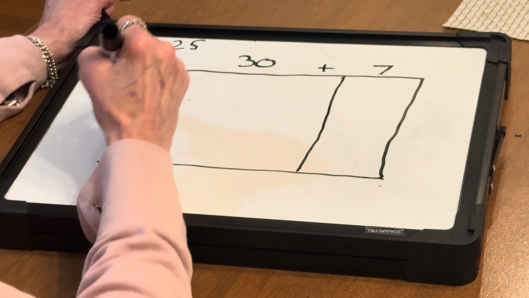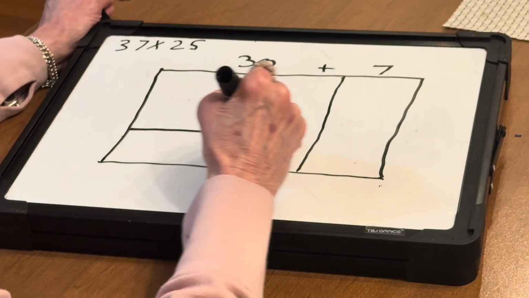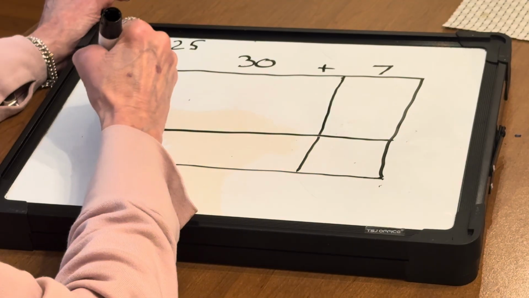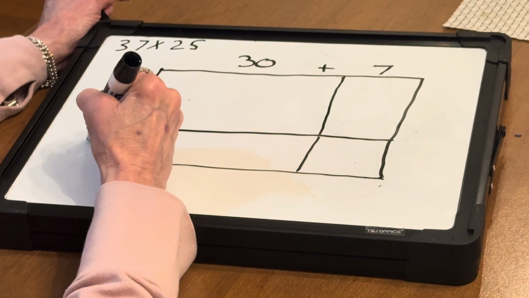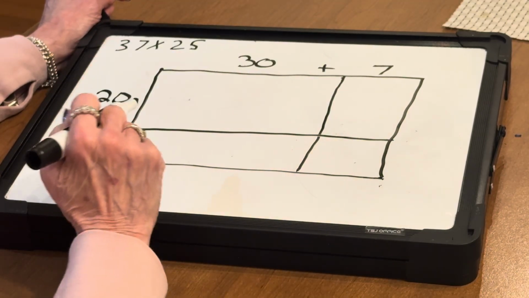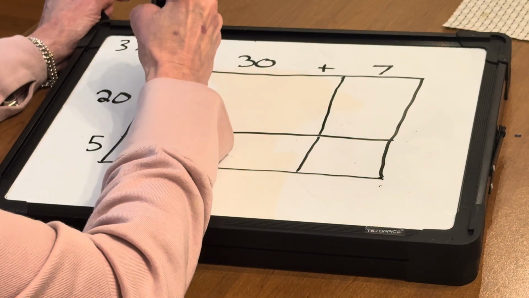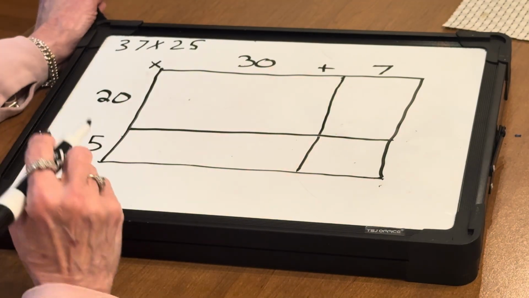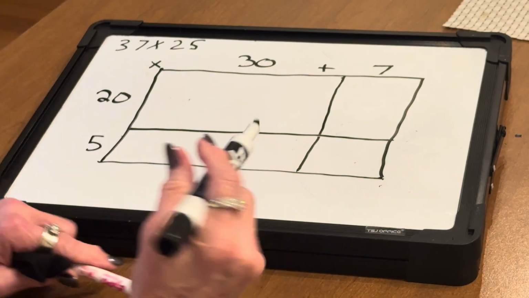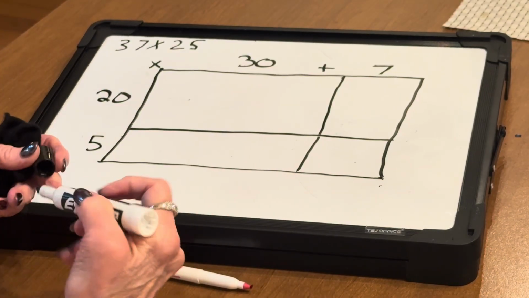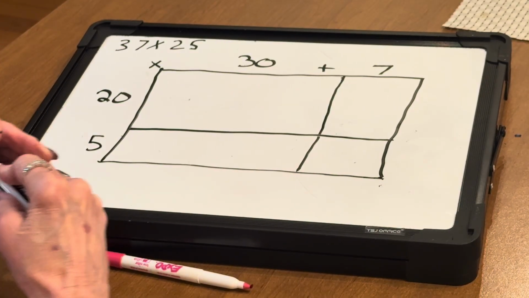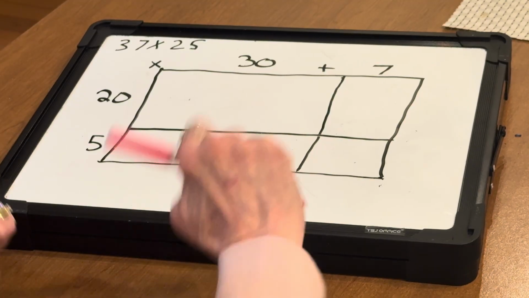Then we're going to put 25 down this side. And again, 20 is going to be more area, a bigger space than 5. And you're going to put a little multiplication sign right there in the corner to help you remember what you're doing, which is multiplying. All right, so that's the way you set it up. And then you just simply multiply in each box.